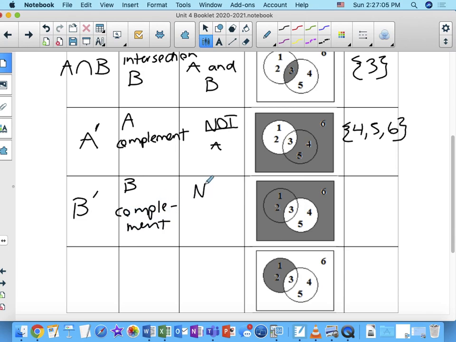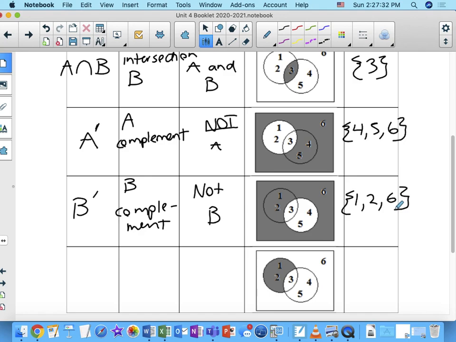So not B. And here we've got three elements, 1, 2, and 6. Okay. And then the last one on this page, we only have part of A highlighted, and the part that's not highlighted is the part that's also in B. So B has been cut out.